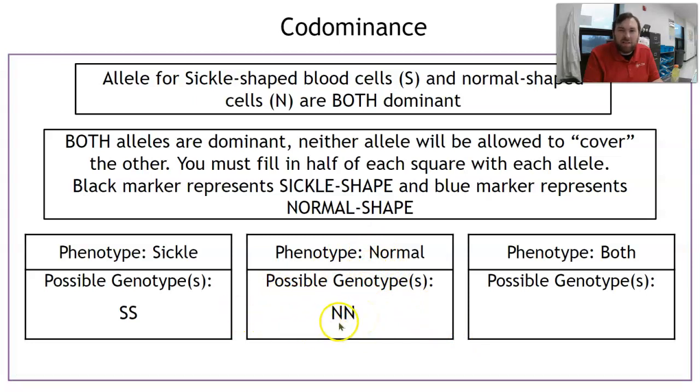It's weird that we're mixing letters up, but both of them are dominant, so we have to have a new letter to represent a dominant allele. In this case, both capital N's are normal. If we mix the 2, if we have some sickle cells and some normal cells, then the possible genotype there would be an SN, both of them being capital, both of them being dominant. Therefore, this is a co-dominant sequence.